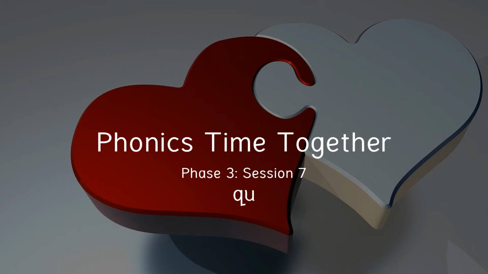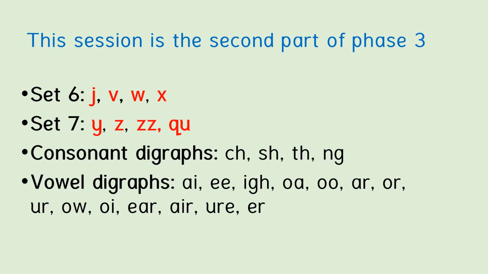We're going to continue with phase 3, and we're up to session 7. We're going to be looking at the QU grapheme, what it sounds like, and we'll do some reading with that within words. So if we have a look, we have completed set 6 of phase 3 and we're coming to the end of set 7, where we've finished off those graphemes that you can see on the screen.